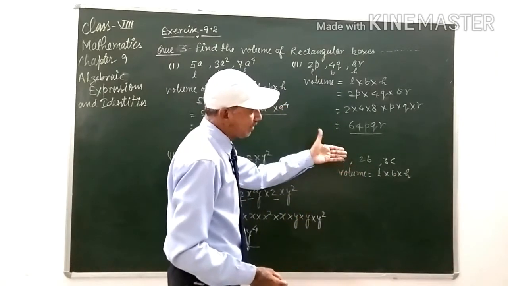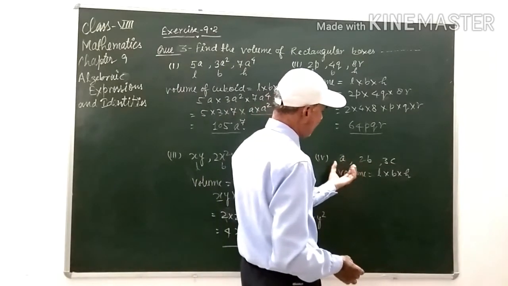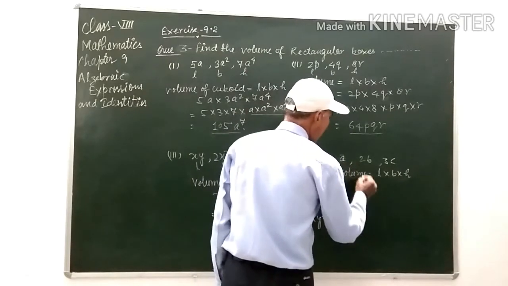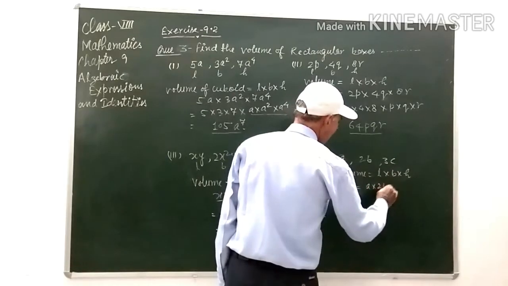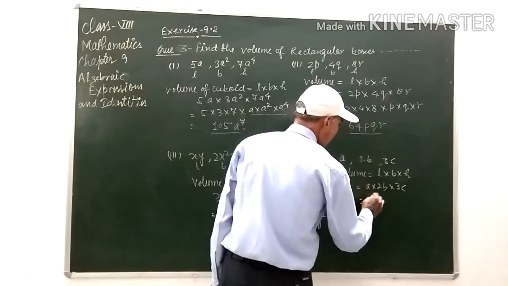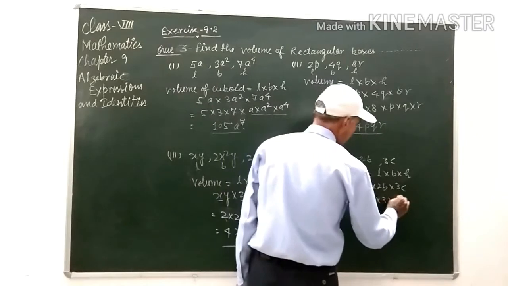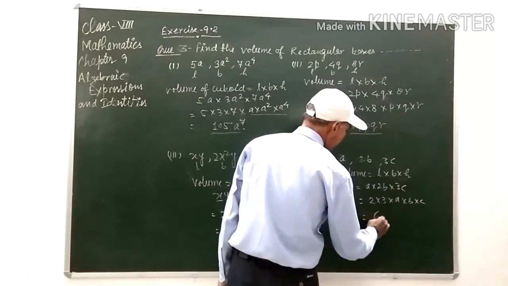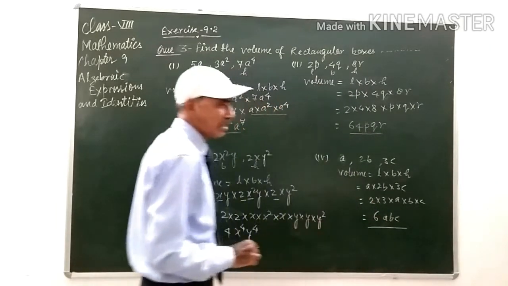Students, anyone can take length, width and height in this. You can take any one as length or width in this way. Then length is a into 2b into 3c, that is, first take the numbers 2 into 3, then variables a into b into c, 2 3s are 6abc. This is the volume. Clear students?